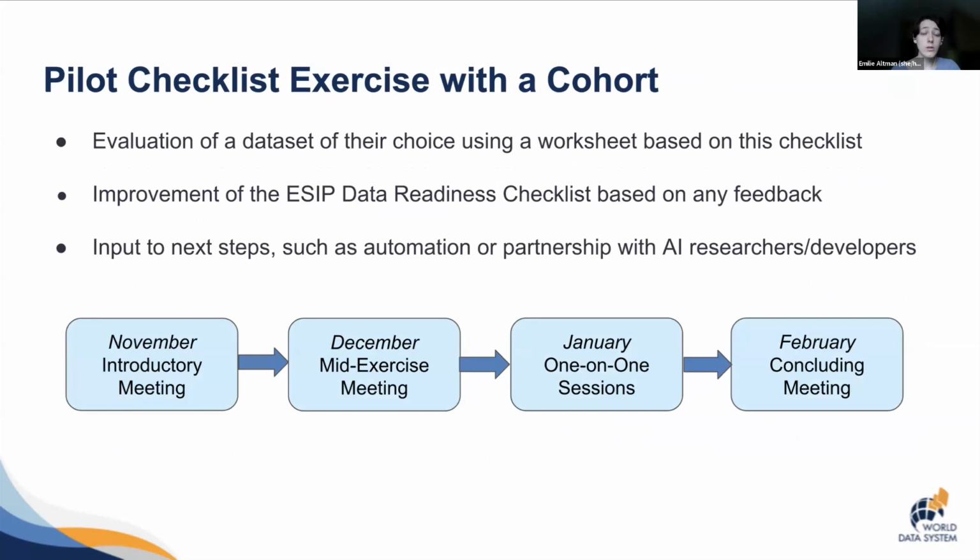So as a follow-up for our workshop, we recruited a group of participants to implement the AI data readiness checklist using a data set of their choice. Our cohort includes 14 participants from 12 organizations, many of whom attended the workshop.